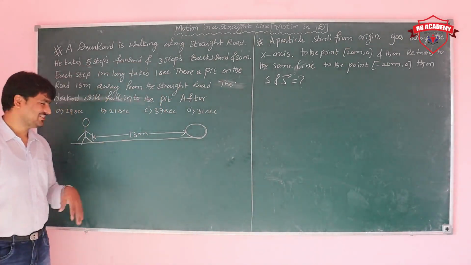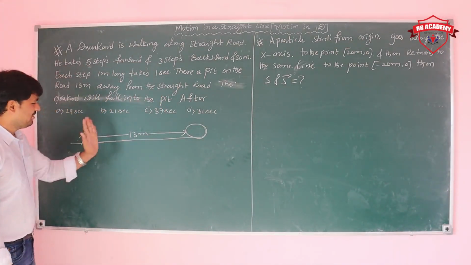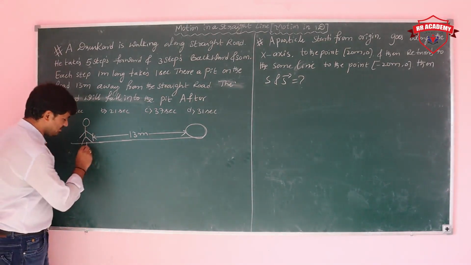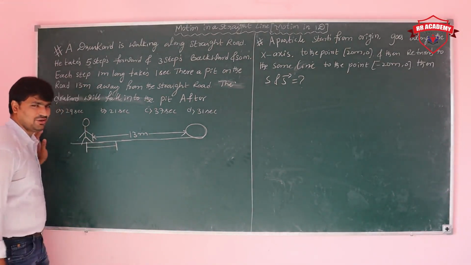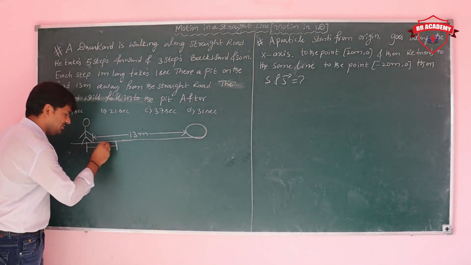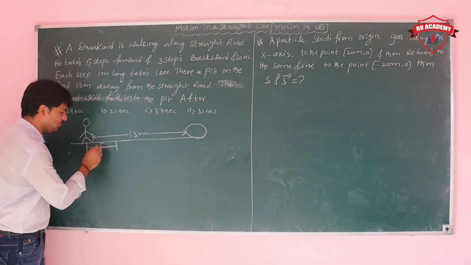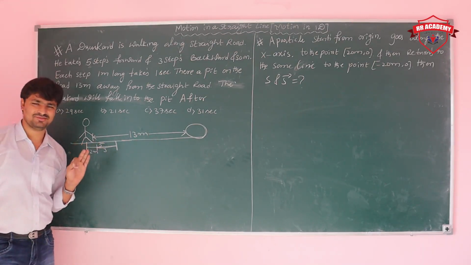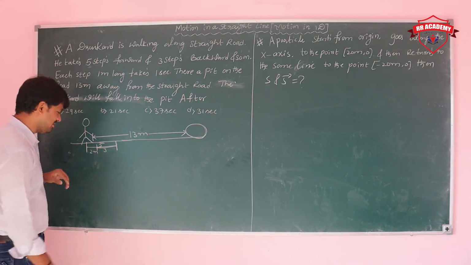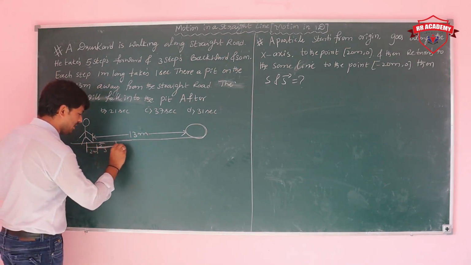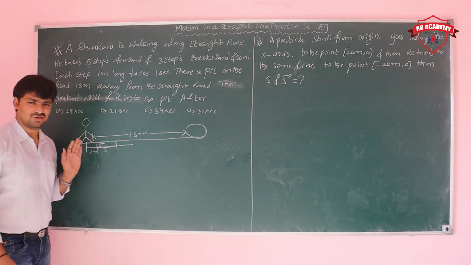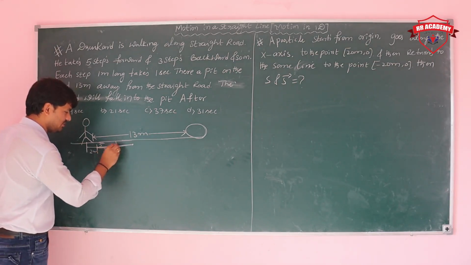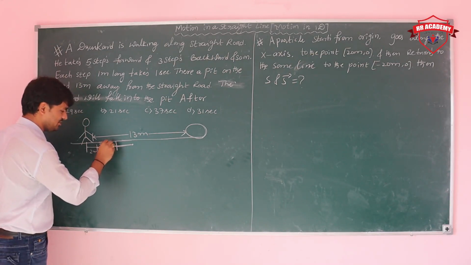Interesting question. So see here. First, he starts from here, traveling the first 5 meters and then 3 meters backward. 5 meters forward, or 3 meters backward. Meaning, how much displacement here? 2 meters. Yes or no? Yes. And again he is starting from here, again moving 5 meters forward and 3 meters backward. How much displacement again? 2 meters, up to here.